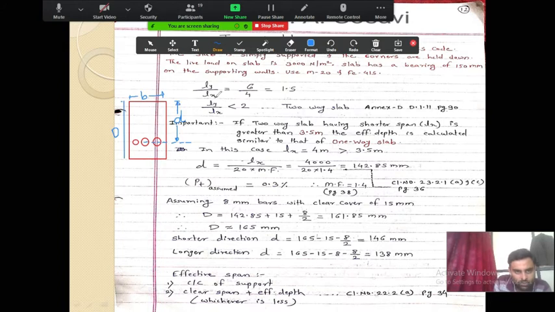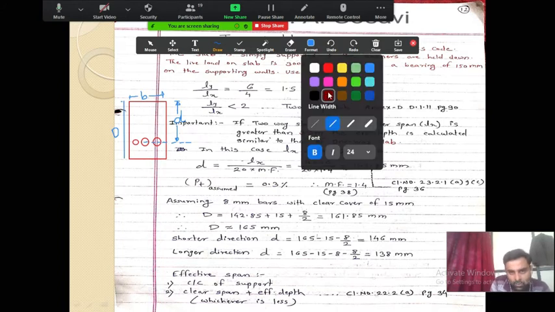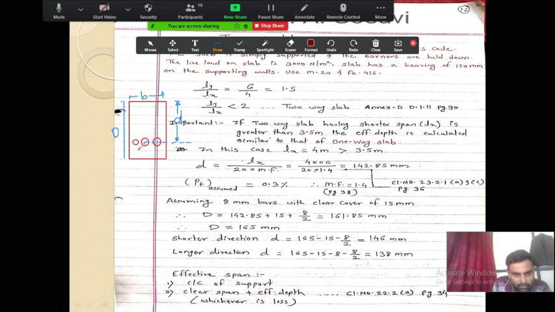Yes. And cover is the distance. So here, from the bottom of the bar to the bottom of the member, whatever may be the distance, this is called clear cover. If you take the distance from the bottom of the bar to the bottom of the member, then it is clear cover.